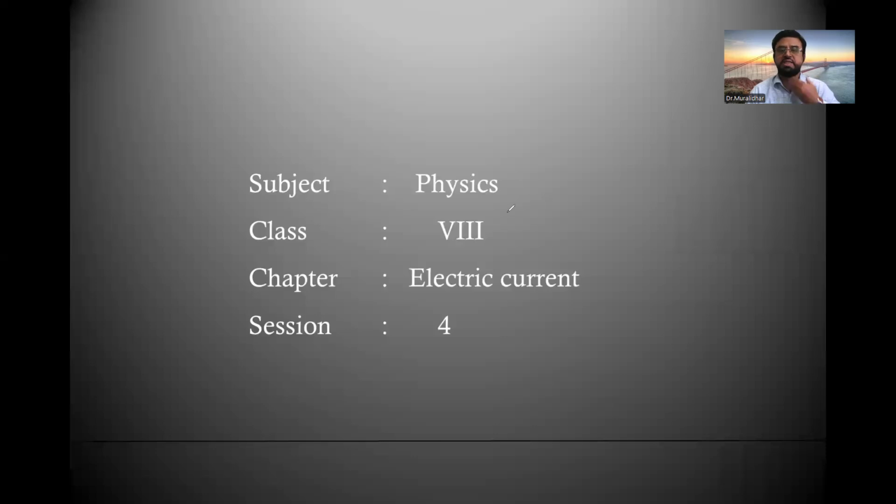As you all can see on the screen, and you are well aware, my subject is physics. We are in class 8, our ongoing 6th chapter, electric current. And today we are entering into session number 4. So far we completed 3 sessions in understanding the basic concepts and applications of electric current in our day-to-day life.